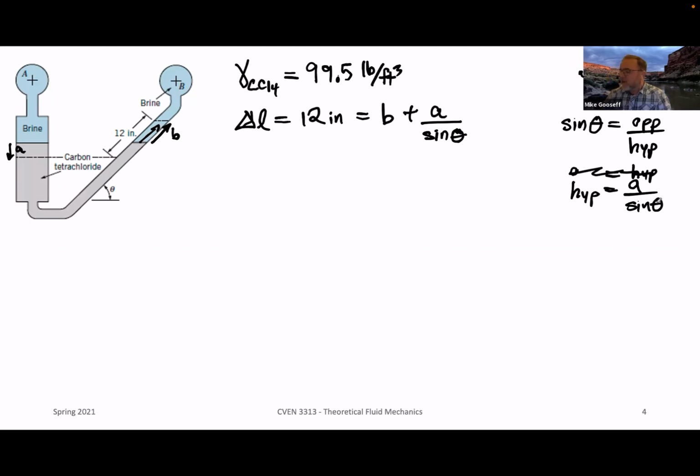So A is our opposite length, right? A is mirrored over here. B is not quite our full length there. It's actually this hypotenuse length is going to be this delta L plus B, I believe. That's right. But anyway, for now, let's just leave that alone for a second.